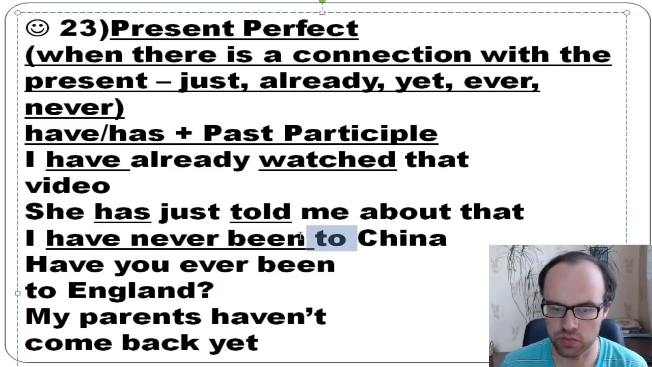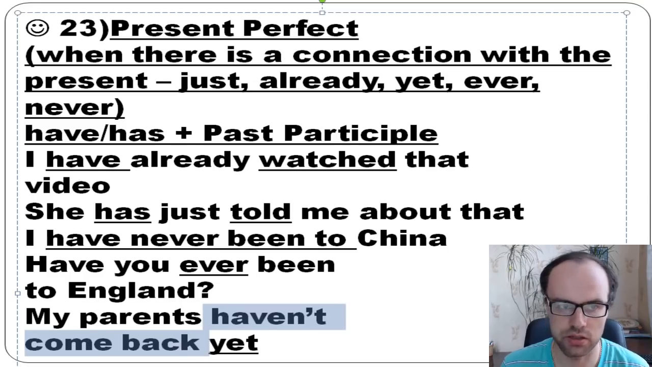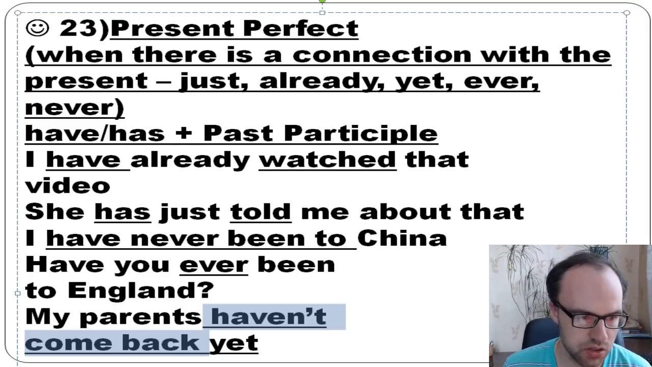And you need to remember that we use to after been in present perfect. Have you ever been to England? So we use ever in questions. My parents haven't come back yet. We put yet at the end. So it's present perfect. Good.